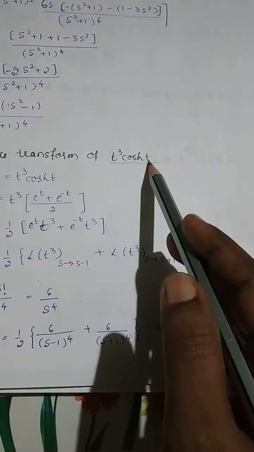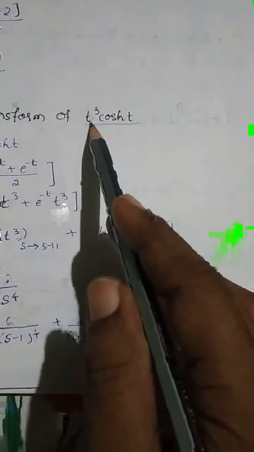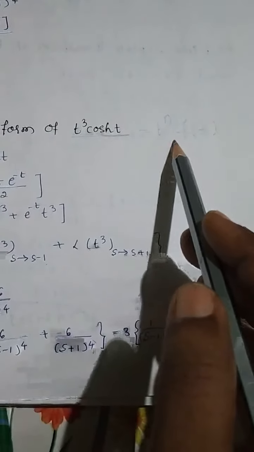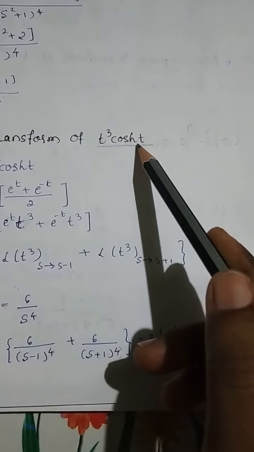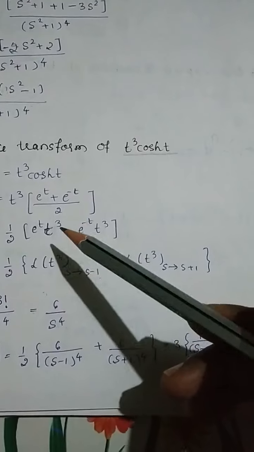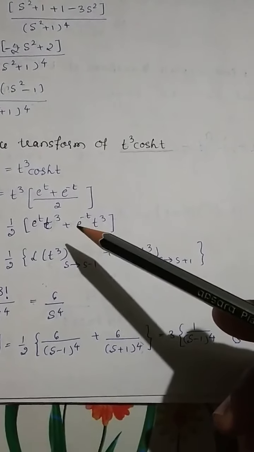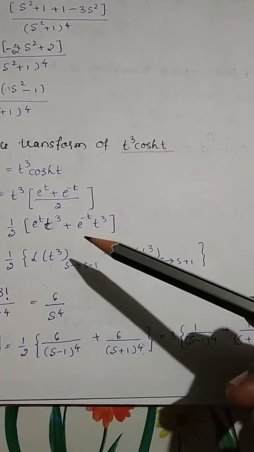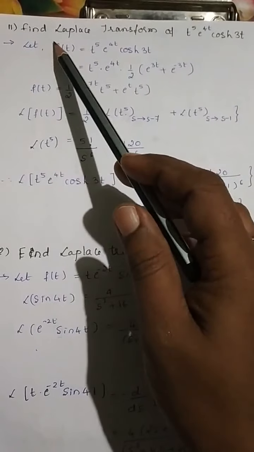When you see this function, it looks like t raised to n f of t only. If it is t cube cos t, then we go for the property t raised to n f of t. But there is a hyperbolic function, so apply the definition whenever we have a hyperbolic function. Then go for the methods using the properties to solve it. If it is like the first property, apply the first property. If it is like the second property, apply the second property. Let's go for the next one.